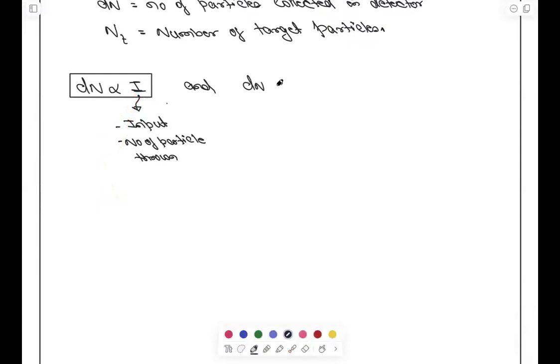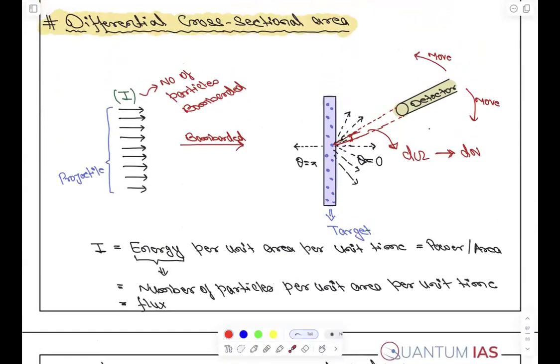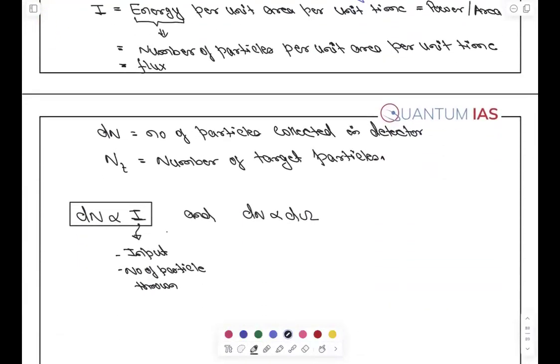Okay. Now, can I say that dn is also depends upon d omega? Yes. इतना छोटा है तो इतने पार्टिकल्स को लेगा, अगर ये और बड़ा हो जाता तो और लेता, ये और बड़ा होता तो ये और लेता, राइट? तो dn is proportional to d omega.